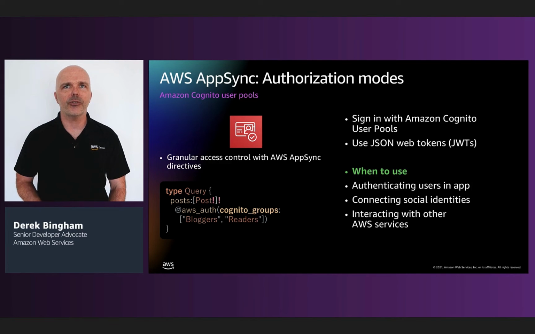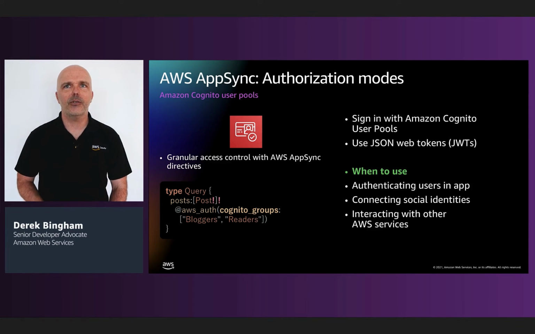This mode is also good if you need to connect social identities, as that is another one of the features that are built into Cognito. Also, if you're going to build an app that also interacts with AWS services, then Cognito user pools is probably what you want to use, as you can exchange Cognito user pool generated JWTs for actual AWS credentials. If you have an application also going to interact with something like an AWS service like Amazon S3, then the Cognito user pool mode is most likely what you want to use too.